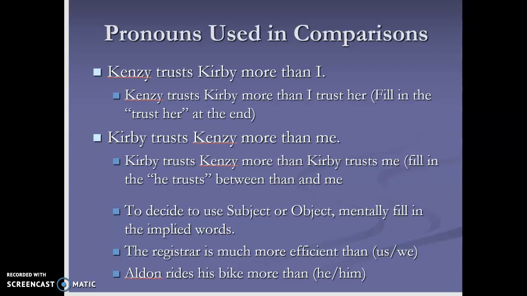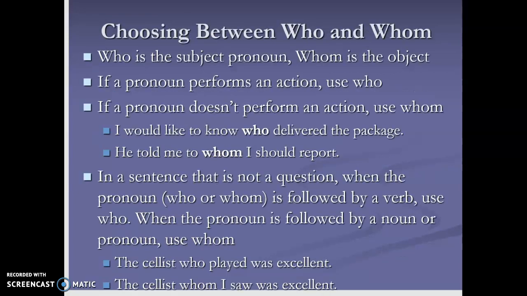The registrar is much more efficient than, is it we are or us are? It would be we. So the sentence would read, the registrar is much more efficient than we. We don't speak that way, but it is grammatically correct. Alden rides his bike more than, he rides his bike or him rides his bike? It's he. So, Alden rides his bike more than he. So don't go by your ear, go by what the comparison is suggesting.